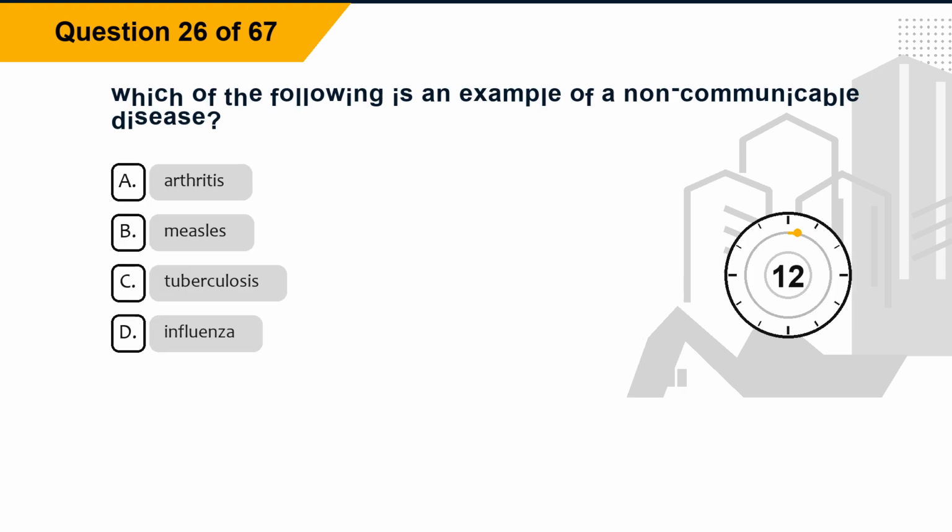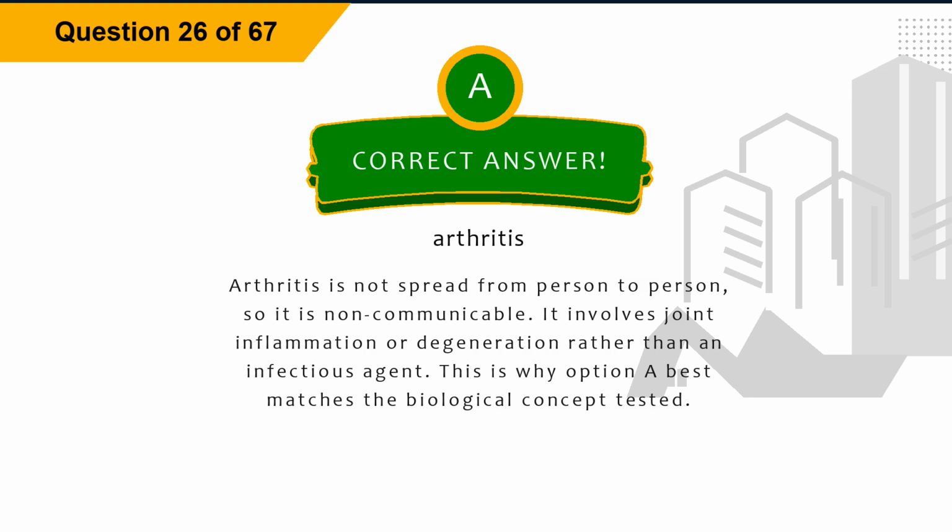Question 26. Which of the following is an example of a non-communicable disease? Option A, arthritis. Option B, measles. Option C, tuberculosis. Option D, influenza. The correct answer is option A, arthritis. Explanation. Arthritis is not spread from person to person, so it is non-communicable. It involves joint inflammation or degeneration rather than an infectious agent. This is why option A best matches the biological concept tested.